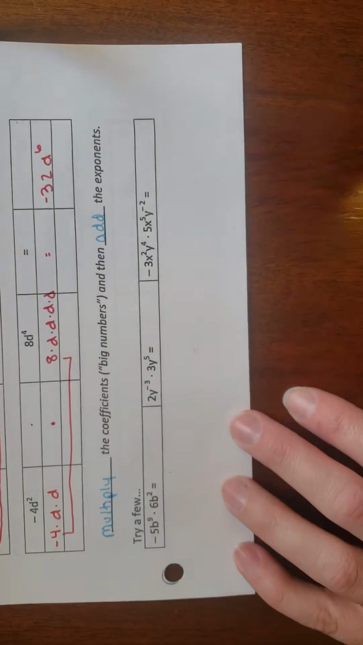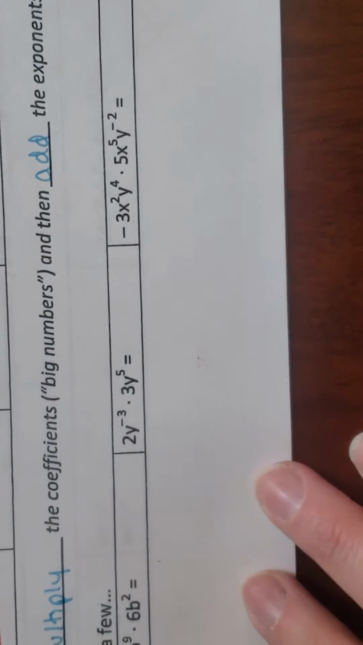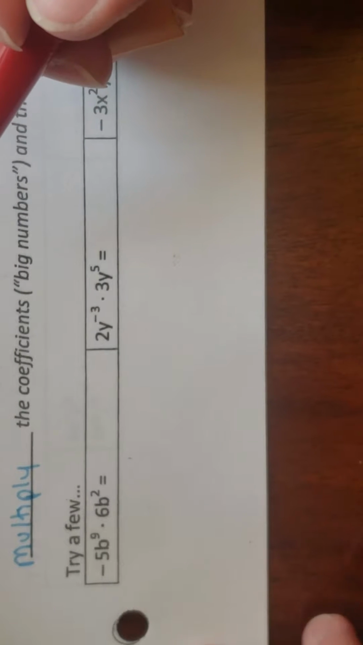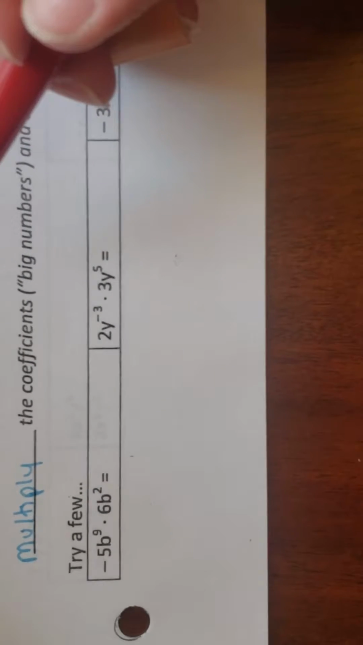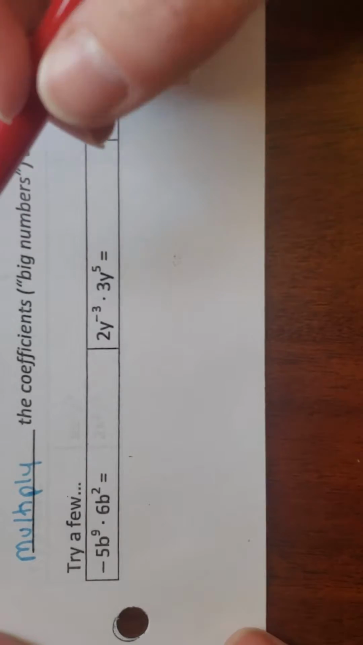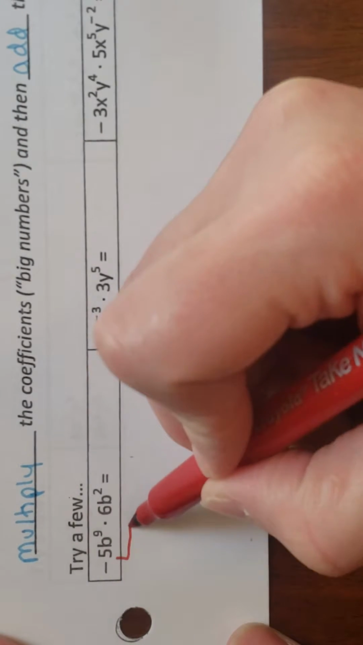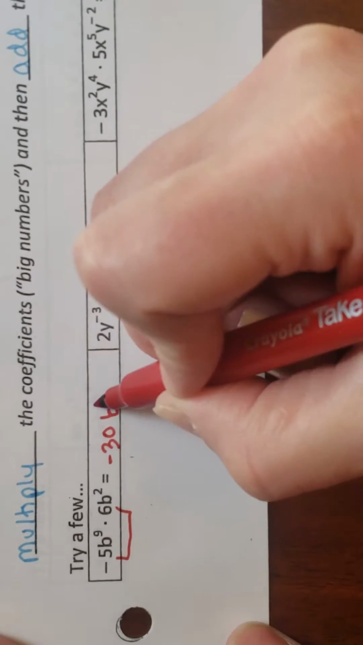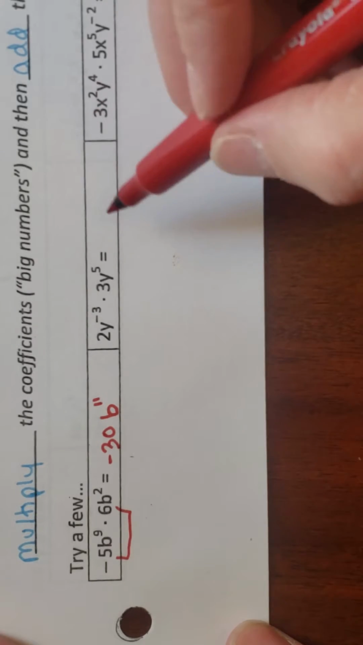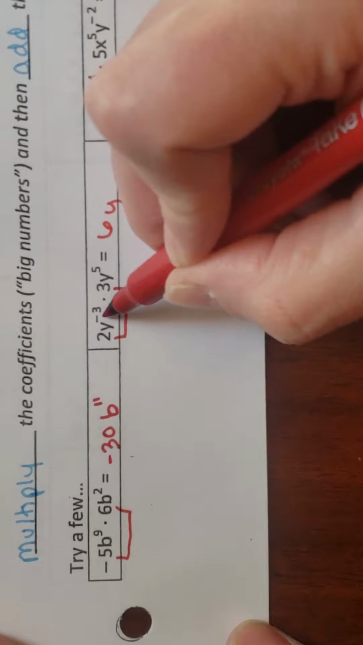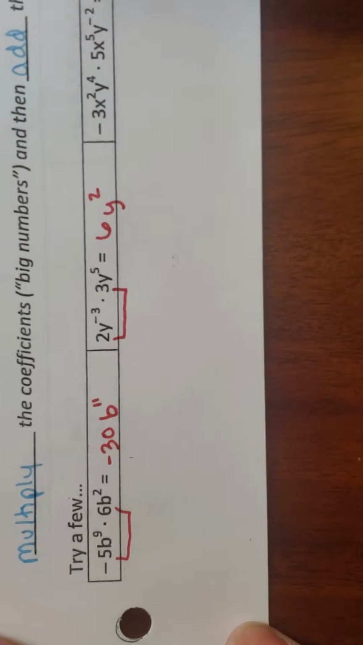Okay, so let's try a few. And for these I'm going to zoom in because exponents are really hard to see in a video. Okay, so again, I welcome you to pause this and try on your own, and then start up again and see if you're accurate, or you can just watch. So negative 5 and 6 is negative 30. B's. 9 and 2 make 11. Let's try another. 2 times 3 is 6. Y's. Negative 3 plus 5 is 2. 6y squared.